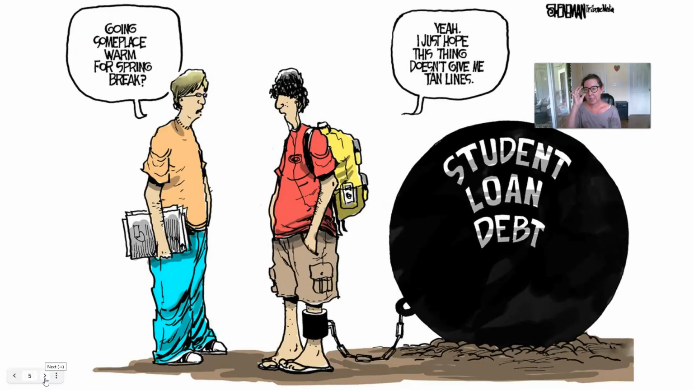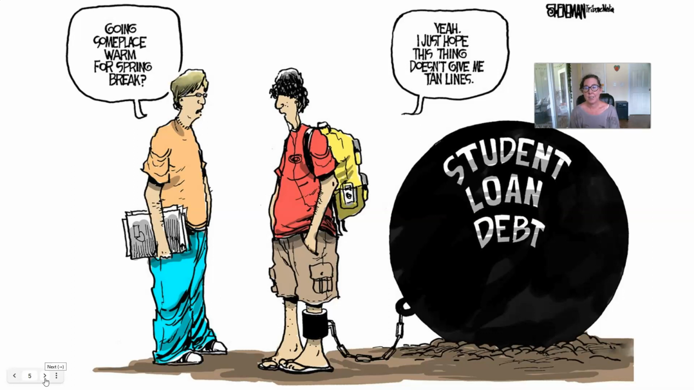Let's take a look at this political cartoon and identify the purpose. Why did the author draw and write this cartoon? We can start by looking at audience and style too. The audience most likely are college students, right? And the giant weight says student loan debt, so that's how we can assume they're college students, in addition to their conversation about spring break.